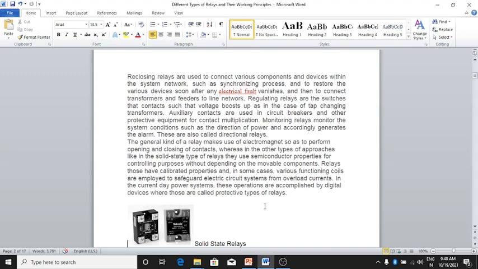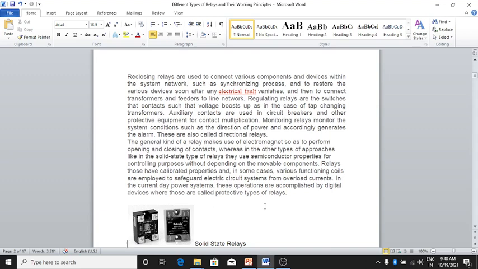Regulating relays are the switches that make contact such that voltage is boosted up, as in the case of tap changing transformers. Auxiliary contacts are used in circuit breakers and other protective equipment for contact multiplication. Monitoring relays monitor the system condition, such as the direction of power, and accordingly generate the alarm. These are called directional relays.